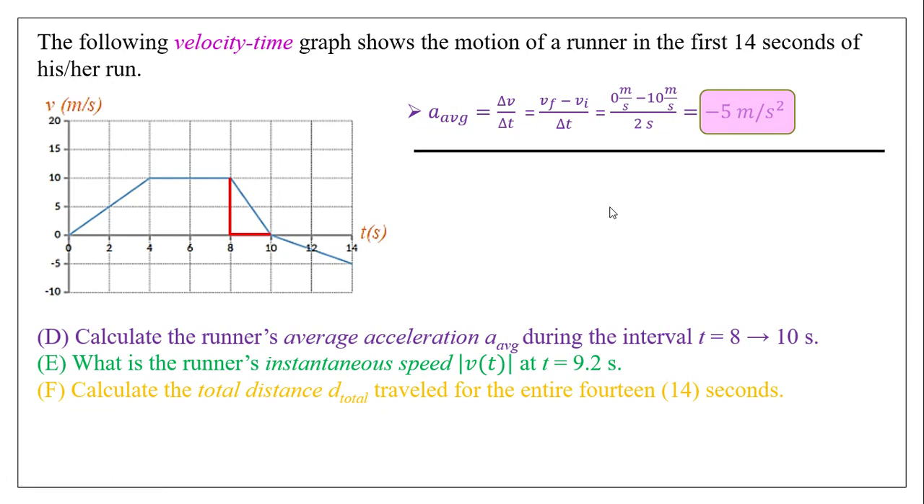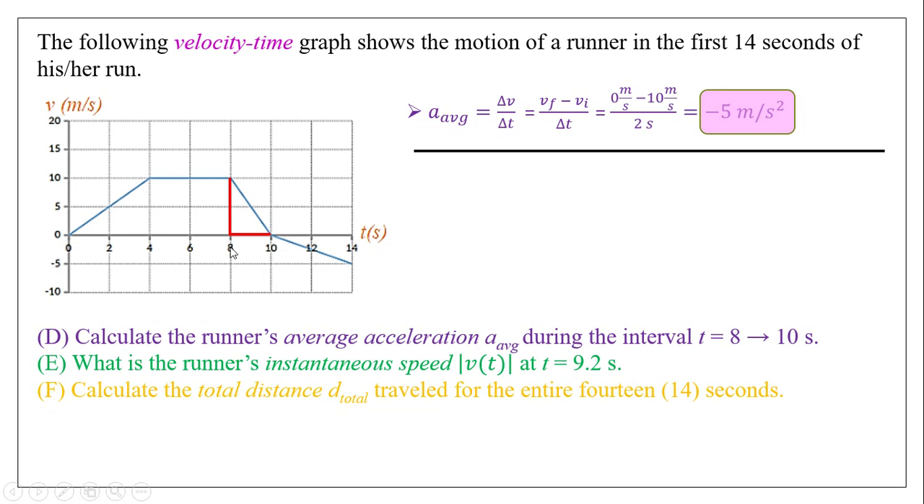Let's do part E. Part E asks us to find the runner's instantaneous velocity, or excuse me, instantaneous speed. My bad. It says the absolute value here. Essentially, find the velocity but leave out the direction at 9.2 seconds. So 9.2 seconds falls between 8 and 10 seconds, and this is how you attack these problems.